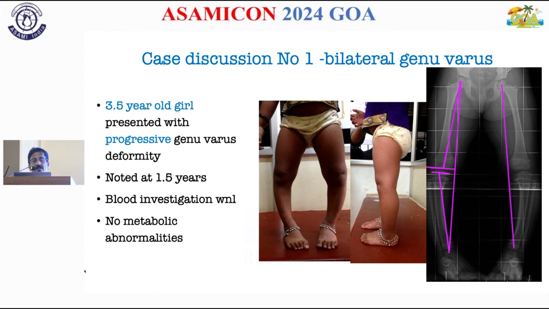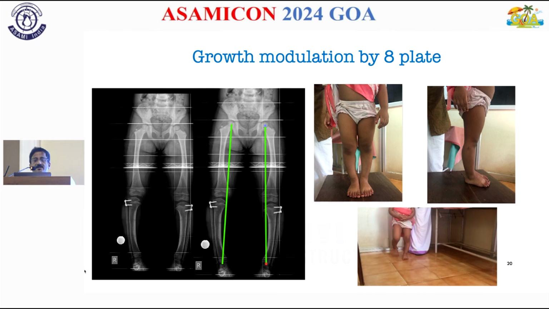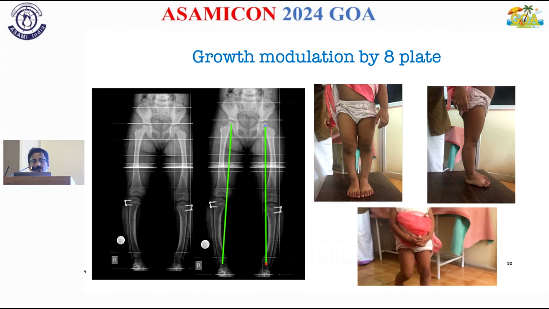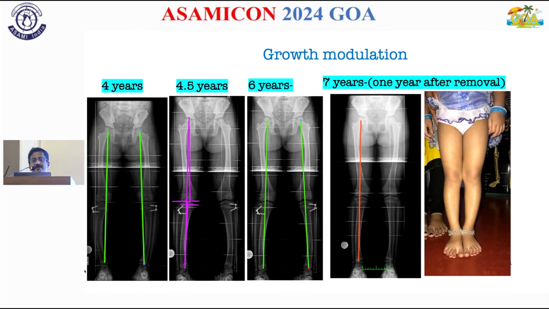This is a 3.5-year-old girl who presented with a progressive deformity of physiologic genu varum. She was initially treated with braces, and then with an 8-plate for growth modulation. These are the serial X-rays where you can see the alignment getting corrected. At the age of 7 years the alignment was corrected and the plate was removed.